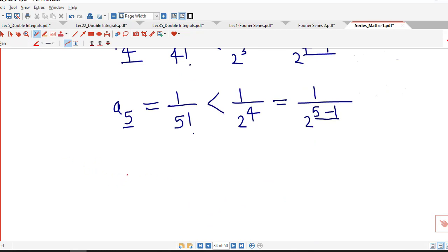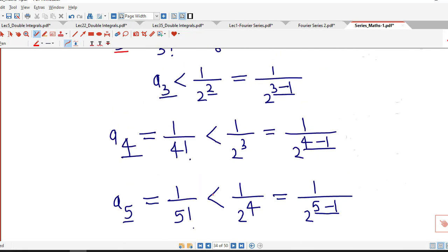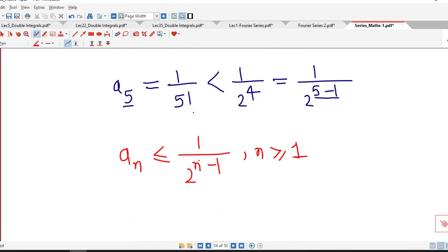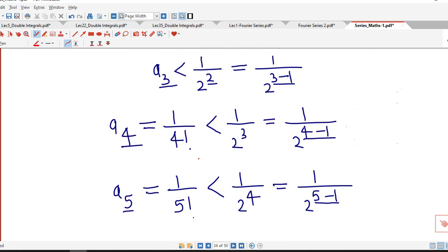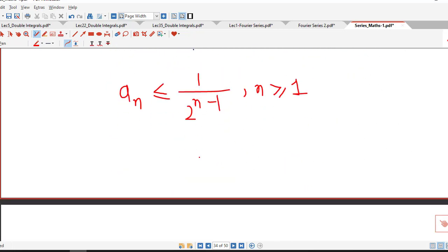So in general, what I obtain is an is less than or equal to 1 over 2 raised to n minus 1. N is starting from 1. For n equal to 1, we have a1 less than or equal to 1 over 2 raised to 1 minus 1, that is 1 over 2 raised to 0, which is 1, and a1 is 1. For n equal to 2, a2 is less than or equal to 1 over 2 raised to 2 minus 1, which is 1 by 2, and so on.